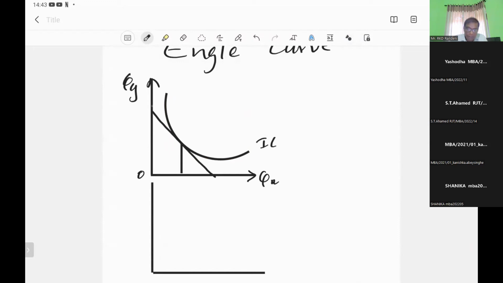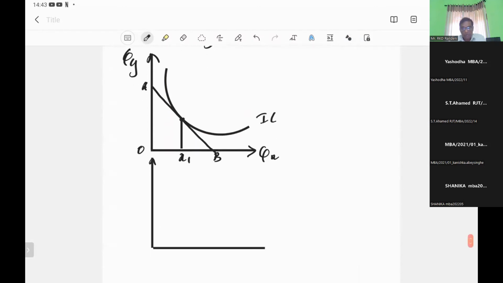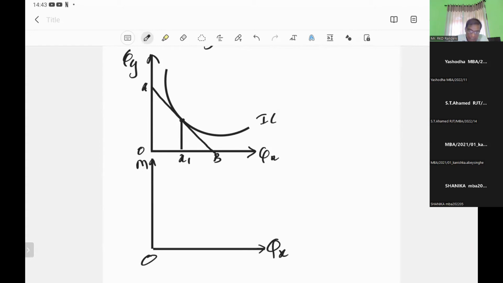Indifference curve 1 for the AB budget line or price line. This is the quantity x1. Now he tries to explain the relationship between income and buying behavior, that when the income is increasing, what happens to the buying behavior. Here, quantity x, and here M, that is family income.